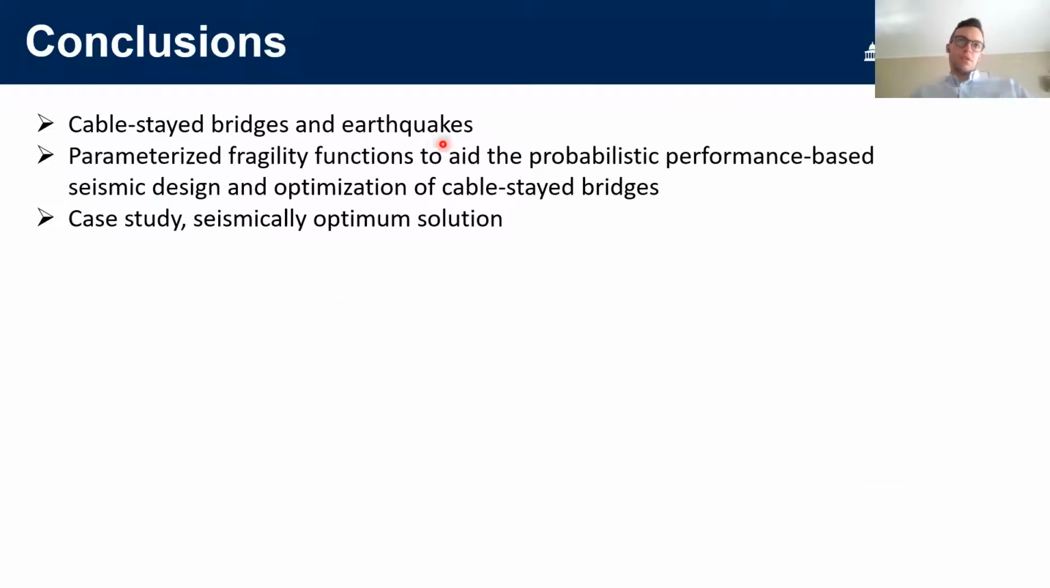I will first give you some conclusions. So we first observed the behavior of cable-stay bridges in case of earthquake and why they are vulnerable to this type of hazard. And then most of the presentation was about investigating how parameterized fragility functions can be implemented to aid the performance-based design of cable-stay bridges in a more computationally efficient way.